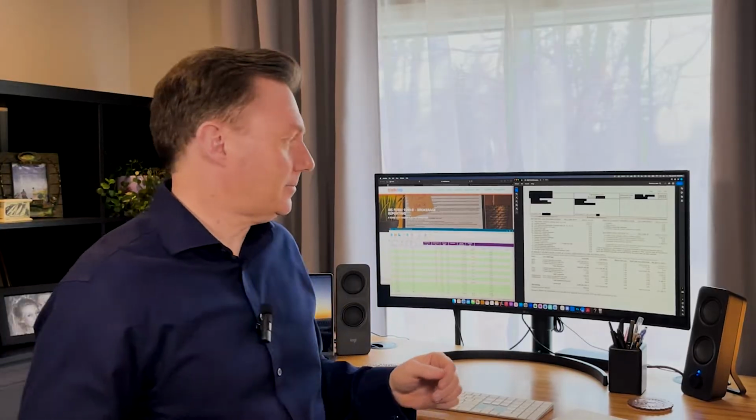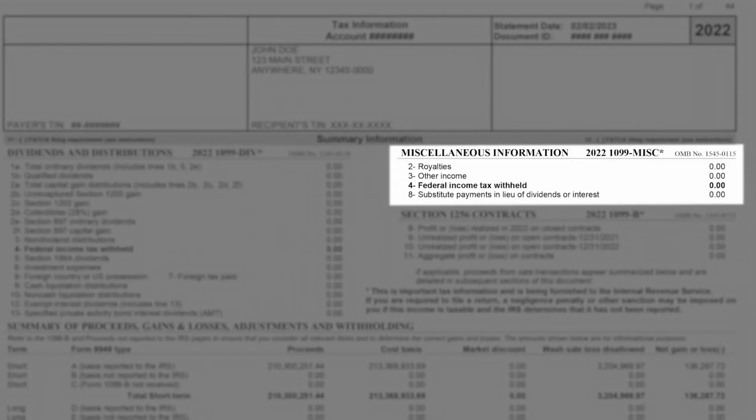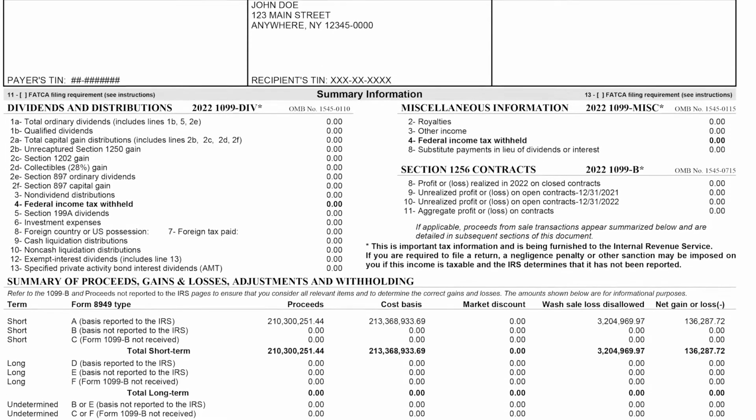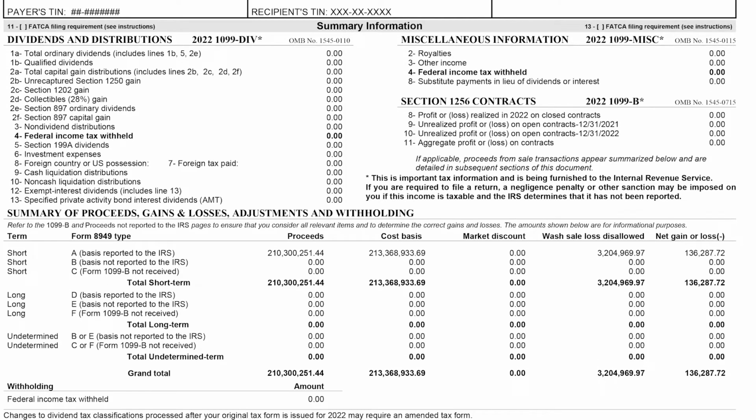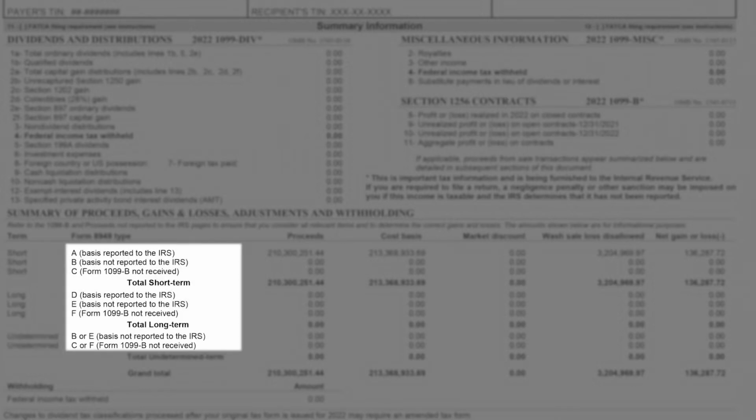Each broker's 1099-B statement may look a little different, but here's an example of what you will typically find. The statement may also report other tax information such as dividends and miscellaneous interest income. Often you'll see a summary page at the beginning or end of the 1099-B details, breaking down the required sections: short-term, long-term, or undetermined holding periods, and then whether basis is reported to the IRS or not.